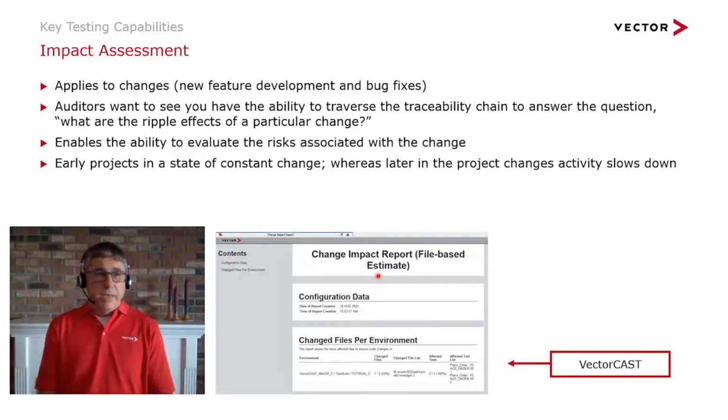Okay, our next key testing capability has to do with impact assessment. Basically, what's the impact that a change to the product or the project is bringing into the source code? It could be a new feature development or it could be a bug fix. Here auditors want to see that you have the ability to traverse the traceability chain, so you can answer the question, what are the ripple effects of a particular change?